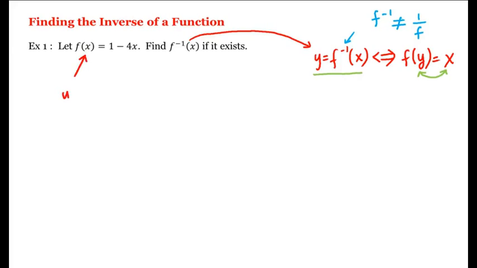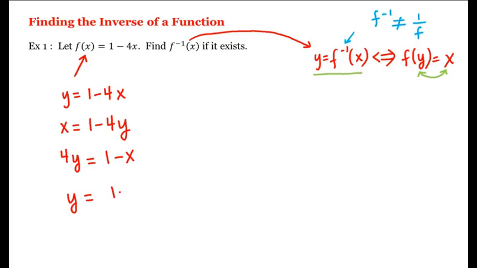That is, let's let y equal f of x, or 1 minus 4x. And now we'll interchange the roles of x and y. So wherever we see a y, we'll put an x, and wherever we see an x, we'll put a y. And then we'll solve for y. So we have 4y is equal to 1 minus x. And then dividing both sides by 4 gives us that y is equal to 1 minus x divided by 4. Or dividing both terms in the numerator by 4, we get y is equal to 1/4 minus x over 4.